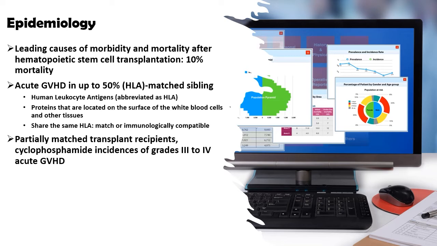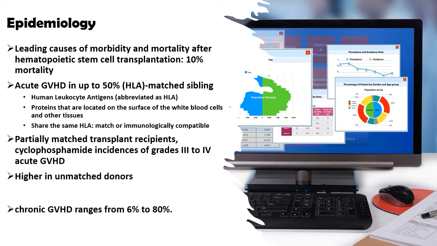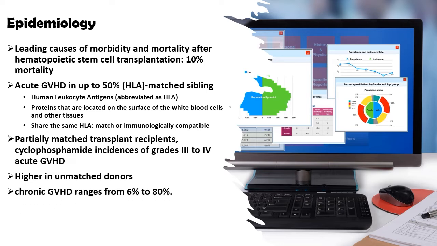In partially matched transplant recipients, post-transplant cyclophosphamide, the drug that we explained in our previous lecture, decreases the incidence of grade 3 to 4 acute graft versus host disease. The occurrence of graft versus host disease is typically higher in unmatched donors. And also the incidence of chronic graft versus host disease ranges from 6% to 80%.